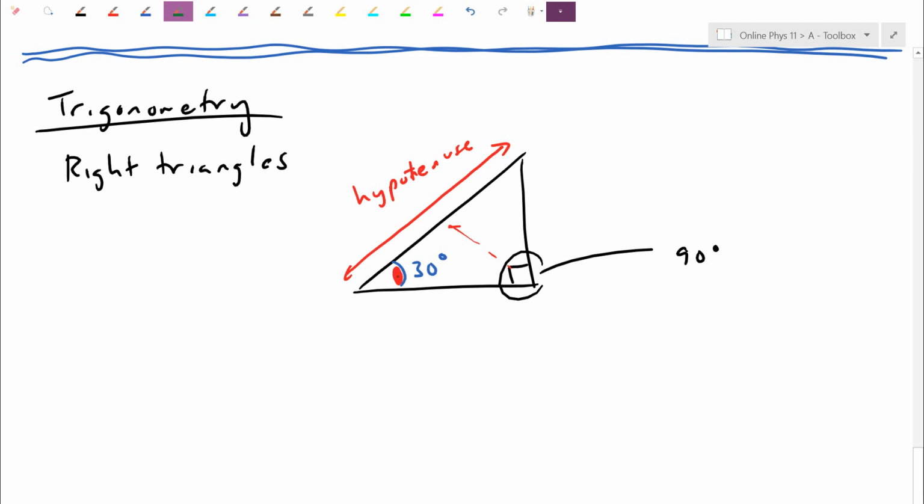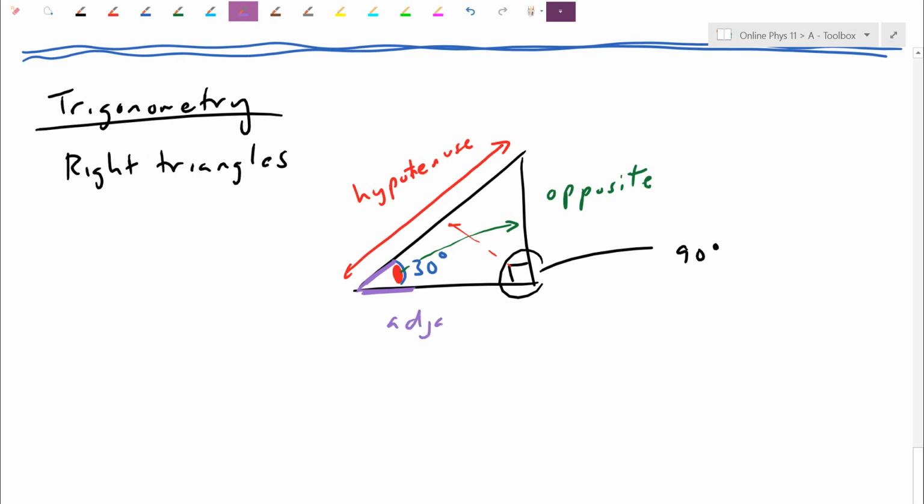If I imagine the angle here to be an eyeball, the side that the eyeball is actually looking at is going to be called the opposite. Right? That's opposite the angle. The side that's beside you, the side that's sort of adjacent, the side that's sort of measuring with the hypotenuse, this bottom side here is actually called the adjacent.